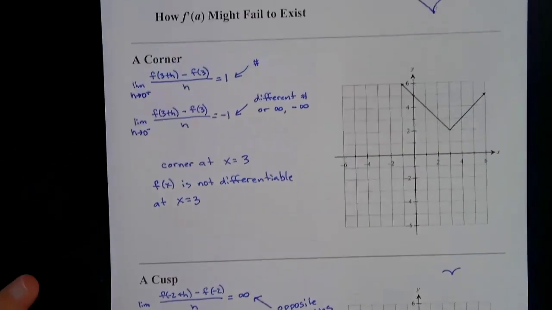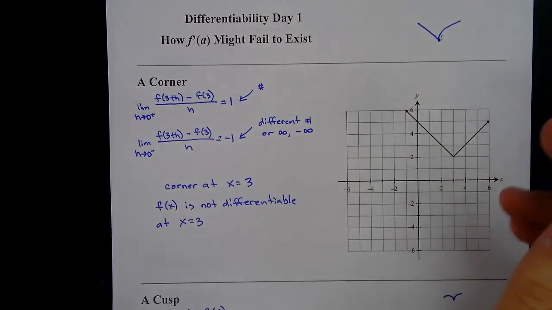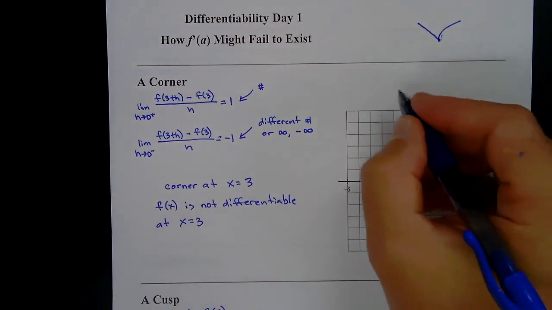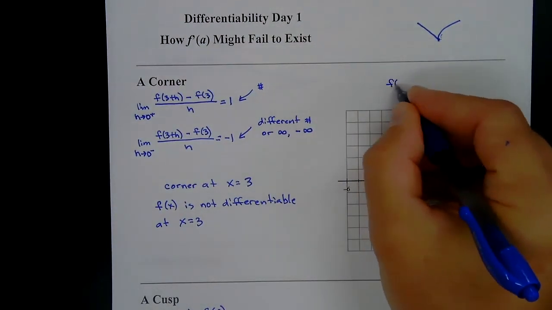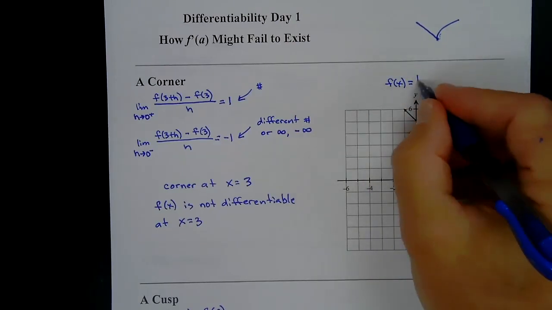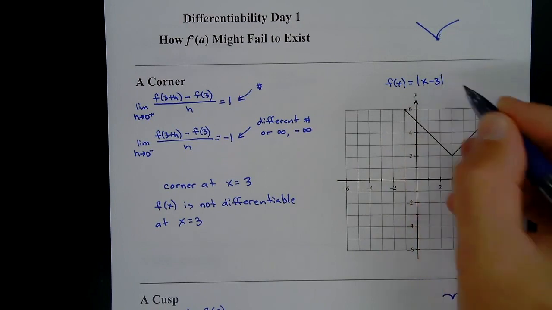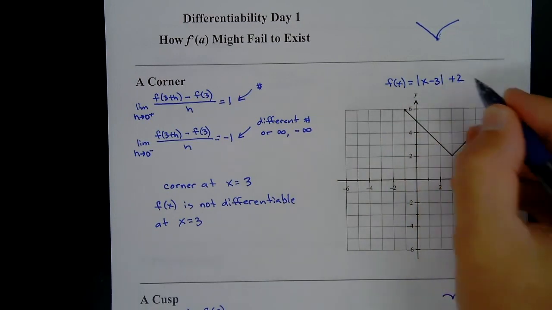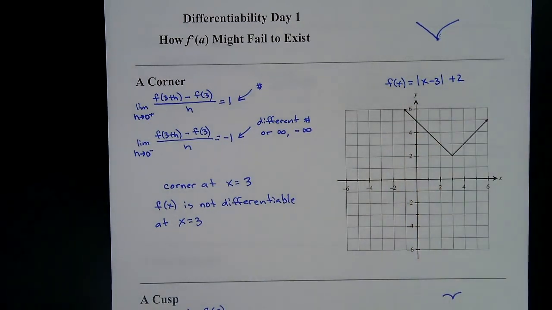You know what? I should have told you guys this function right here. So functions to look out for is something like this. f of x is the absolute value of x minus 3, and then plus 2. So absolute value functions, you're going to have corners. Anytime you see an absolute value function, corner.